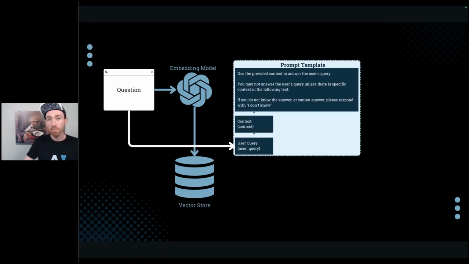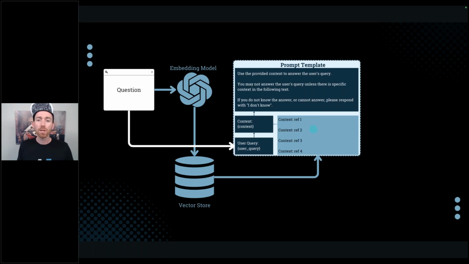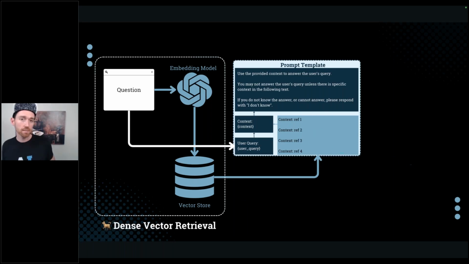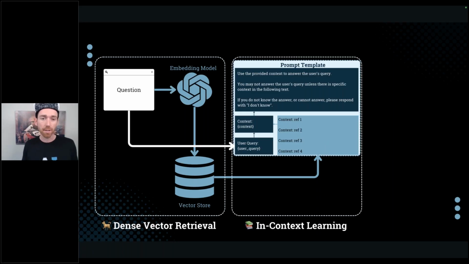We're going to set up a prompt template, something that says, use the provided context. If you don't know the answer, say, I don't know. And we're going to then take the similar stuff, the chunks, the data from our personal repositories, maybe our proprietary data for a company, and we're going to put that stuff in context as reference material. This is the dense vector retrieval process, and here we see our friend in context learning.